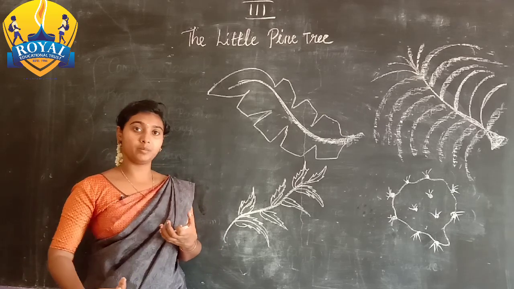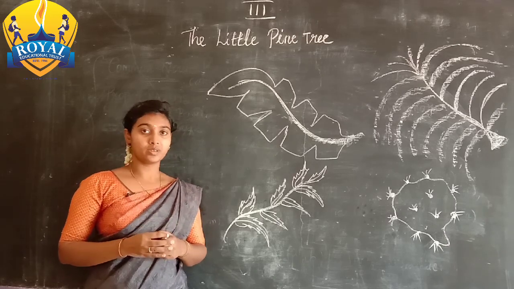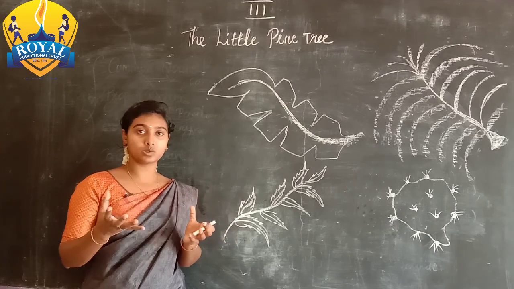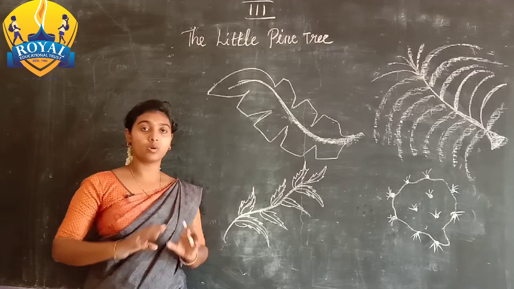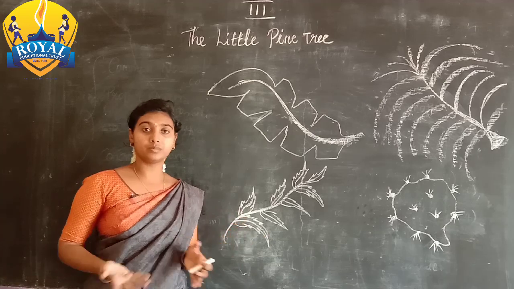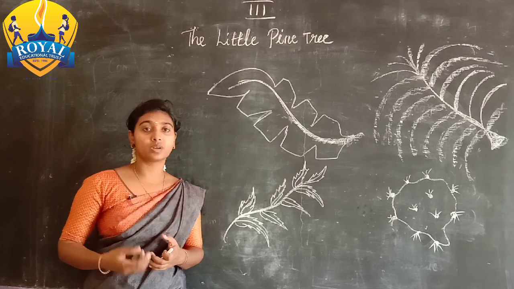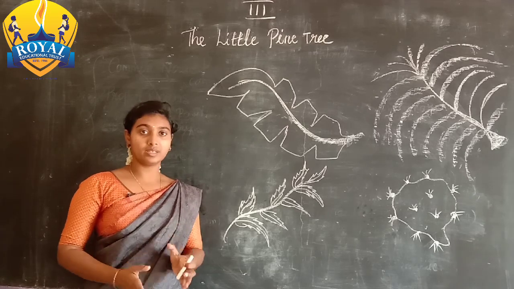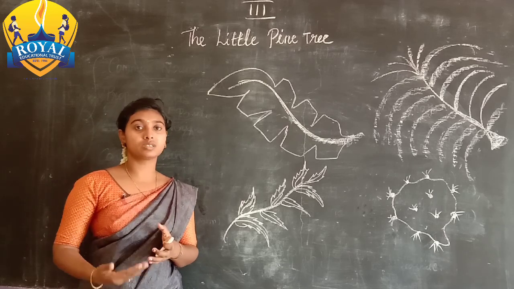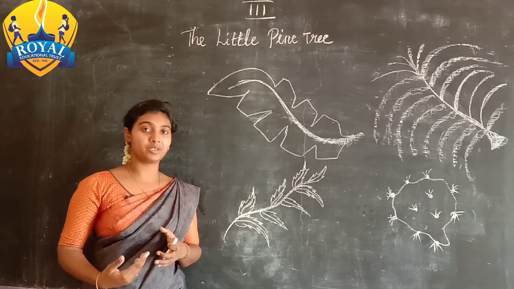Night came. Okay, ma'am. What happened at night? A strong wind blew. The trees shook and the glass leaves fell down and broke. All the glass was broken into pieces. Now the little pine tree is worrying because he is standing without leaves. He is worrying a lot.